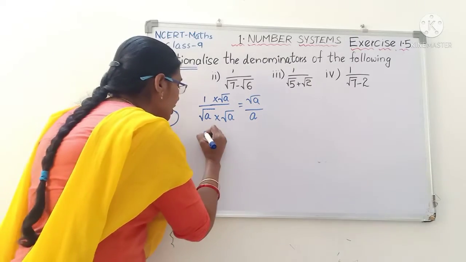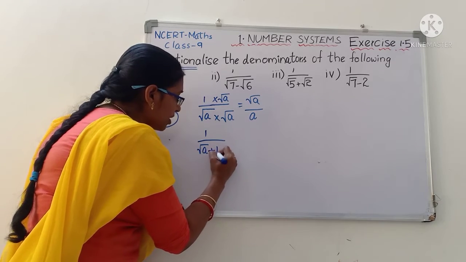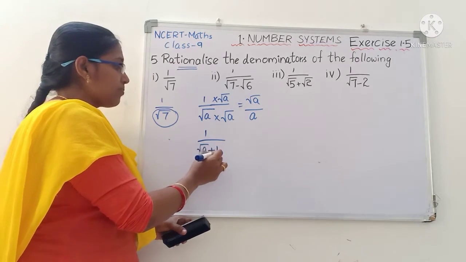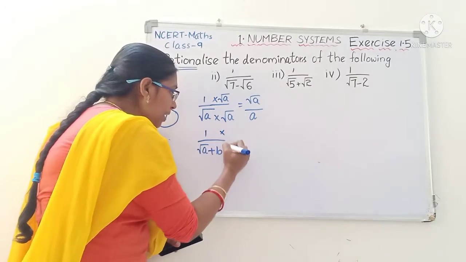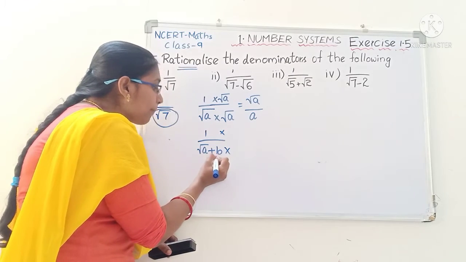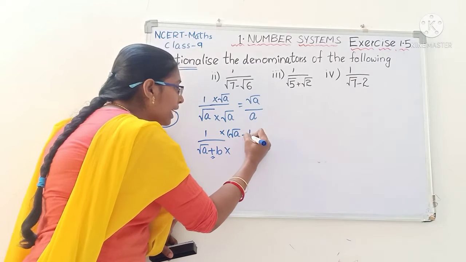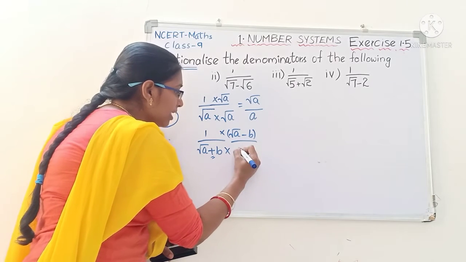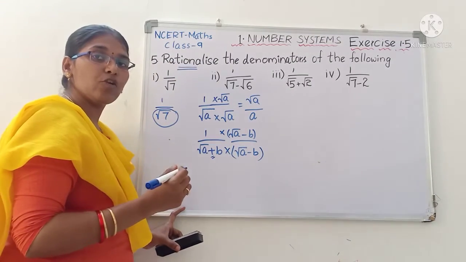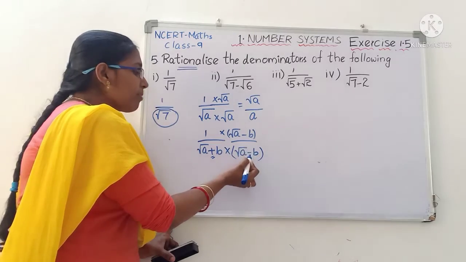If the question is 1 by root a plus b, to rationalize the denominator, root a plus b, just multiply both numerator and denominator with what? Here observe, root a plus b is there. Multiply with root a minus b. Okay children, multiply both numerator and denominator with root a minus b. Here plus is there, so multiply with minus.